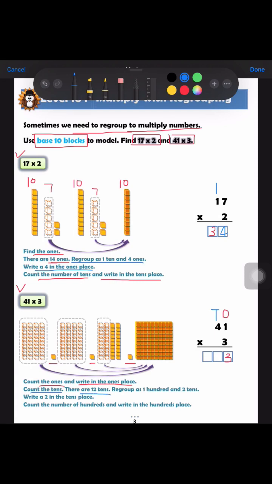So now there are 12 tens, and we regroup as 1 hundred 2 tens. So we write 2 in the tens place, and we write 1 in the hundreds place. So the answer is 123. So remember, sometimes we need to regroup to multiply numbers.